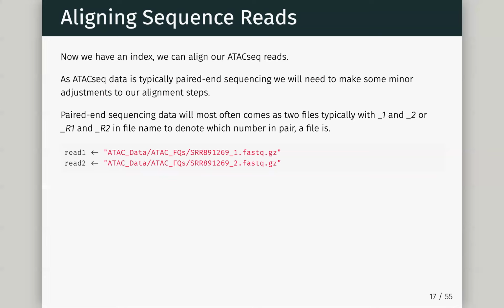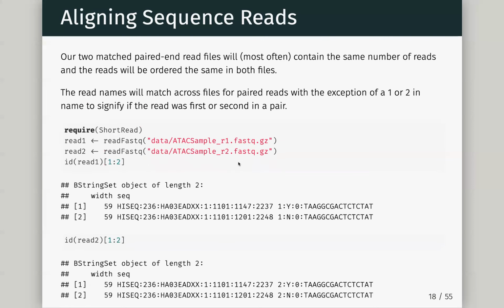For paired end sequencing, I think 99.99% of the time you're going to see your reads separated like this. You'll have a sample name, this is the name from SRA, but then you'll have either an _1, _2, or an _R1, _R2. And that just tells you that these reads are paired. This is the first read in the pair. This is the second read in the pair.